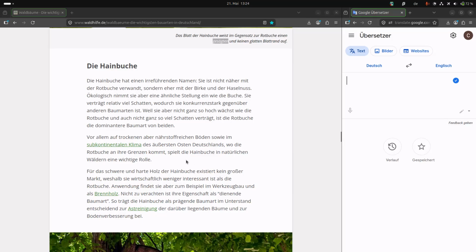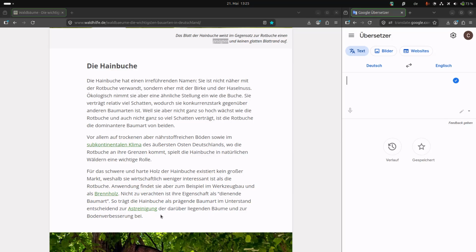Vor allem auf trockenen, aber nährstoffreichen Böden sowie im subkontinentalen Klima des äußersten Osten Deutschlands, wo die Rotbuche an ihre Grenzen kommt, spielt die Hainbuche in natürlichen Wäldern eine wichtige Rolle. Für das schwere und harte Holz der Hainbuche existiert kein großer Markt, weshalb sie wirtschaftlich weniger interessant ist als die Rotbuche. Anwendungen findet sie aber zum Beispiel im Werkzeugbau und als Brennholz. Nicht zu verachten ist ihre Eigenschaft als dienende Baumart. So trägt die Hainbuche als prägende Baumart im Unterstand entscheidend zur Astreinigung der darüberliegenden Bäume und zur Bodenverbesserung bei.